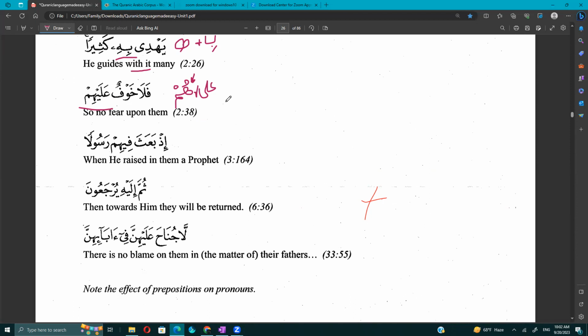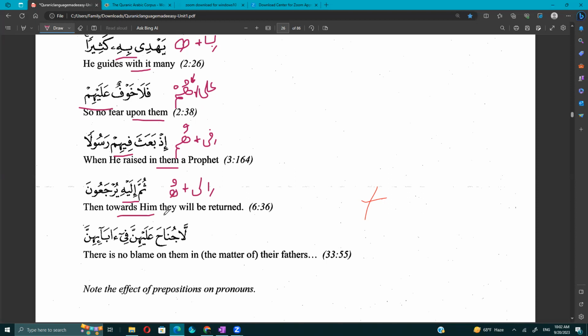Fi kitabin. Okay? So this is upon them. Idh ba'atha fihim rasulan. Fi plus hum. Very good, mashallah. The preposition fi and the pronoun hum, this becomes fihim. Hum becomes him, fihim, in them. Thumma ilayhi yurja'un. Ila plus hu. Very good. So the preposition is ila and the pronoun is hu. It becomes ilayhi. Ila is towards and hu is him, towards him.